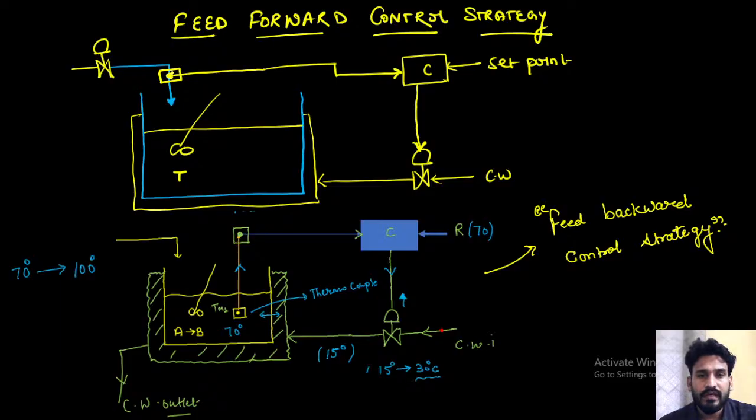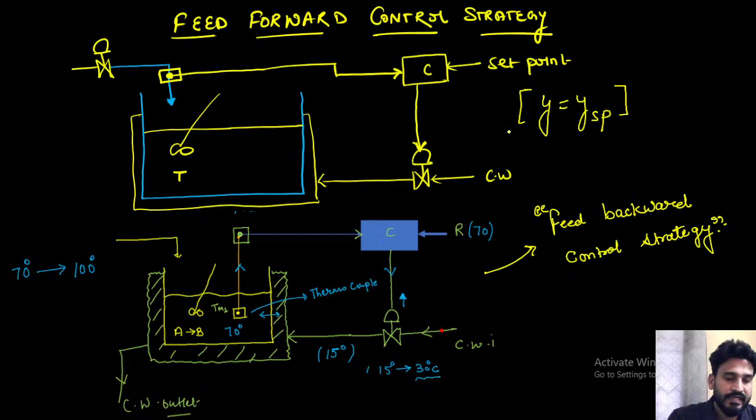It is clear. So in this picture you can see the feedback control strategy. In this strategy my controller takes action after my system is disturbed. So in the feed forward control strategy, what is my main motto? My main motto is that whatever output Y I have will be equal to my set point, whatever set point I put. Is it clear to you or not?